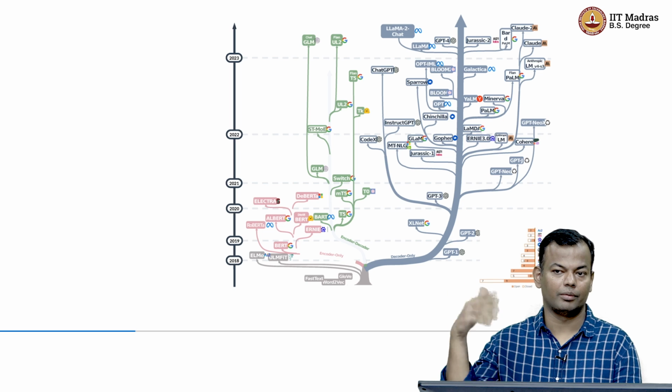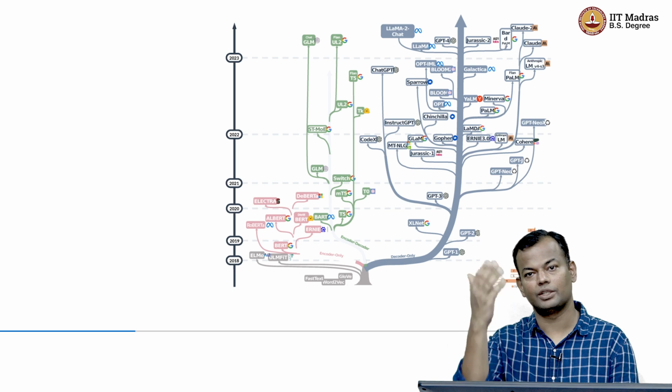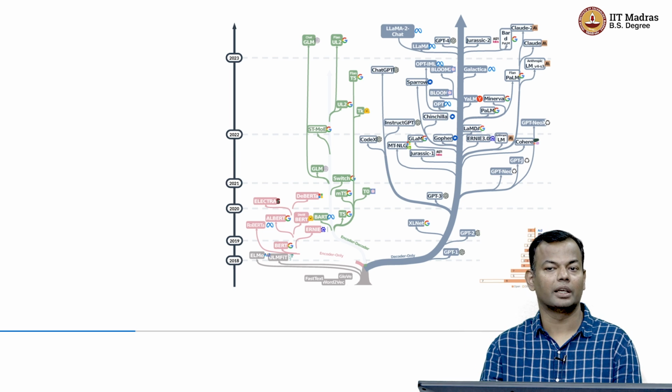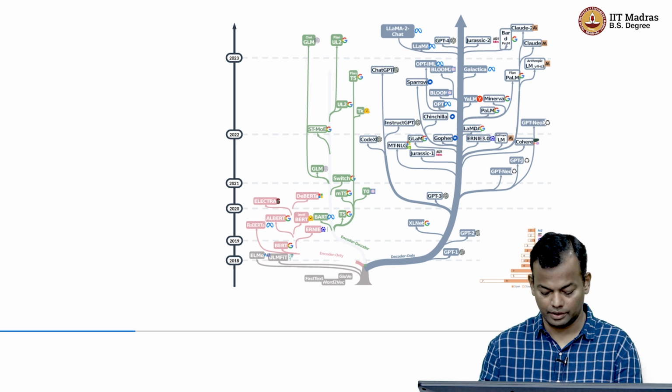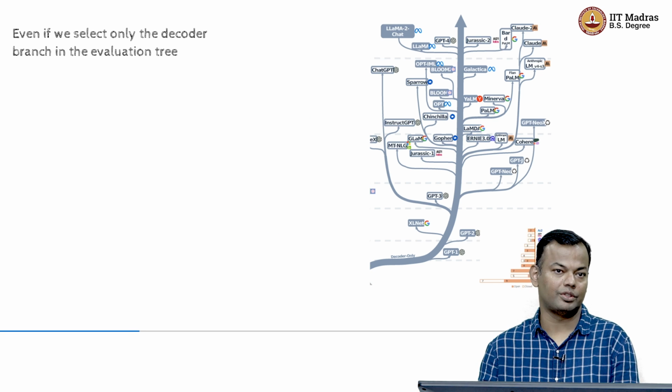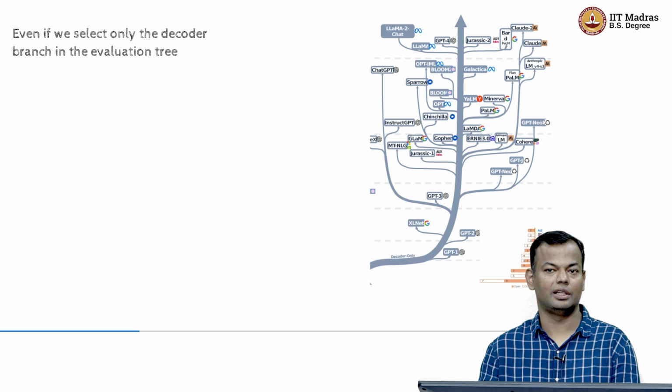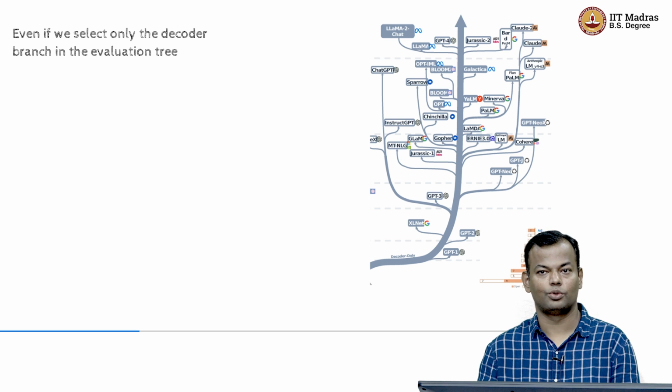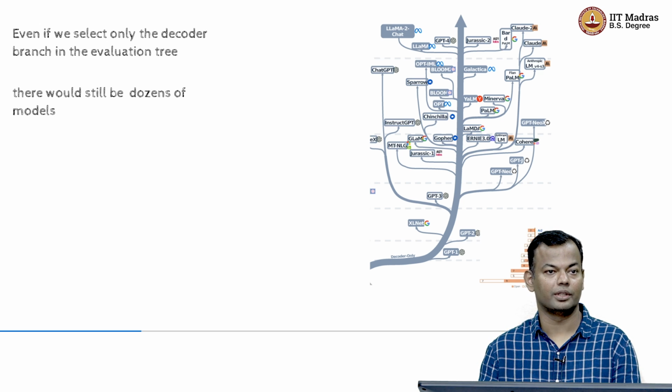And there are models from many deep tech companies, as you can see, Meta, Hugging Face, Google, all of them listed here. Okay. Even if you focus just on the decoder branch, right, it's still quite large, and there are too many models which have come out in this branch, right?